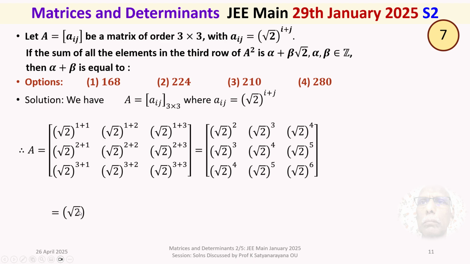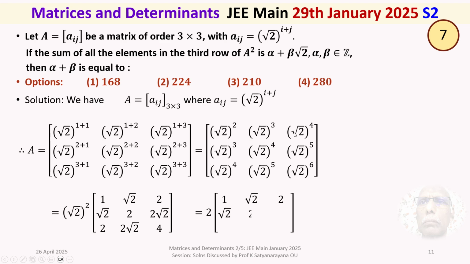Take out. So root 2 whole square is equal to 1 root 2 2. Here root 2 square is taken out. Root 2 whole cube means root 2 2 2 root 2. Third row 2 2 root 2 4. So root 2 whole square is 2 into the matrix. Right. What is that we want? We take this matrix A and compute the third row of A square.